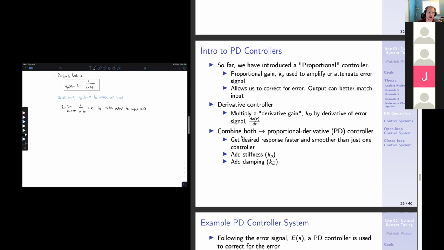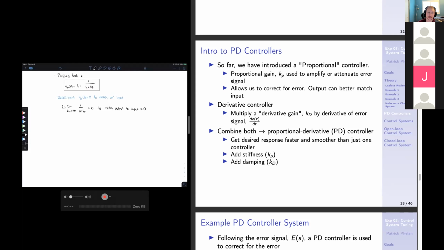We can combine both of those controllers. If we combine a proportional controller with a derivative controller, we're going to have a proportional derivative controller, or a PD controller.